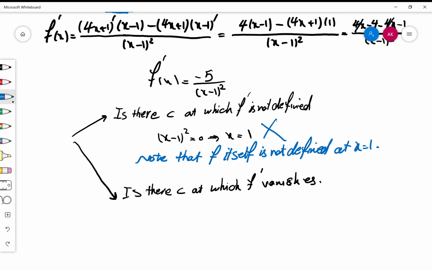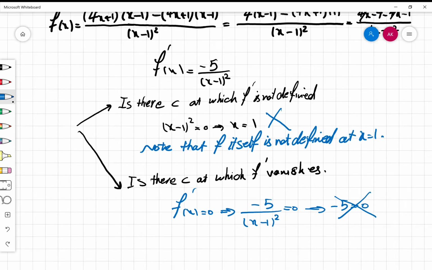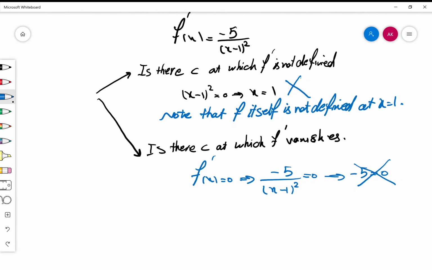How about f prime being 0? f prime of x being 0 means that negative 5 over (x minus 1) squared equals 0. That means that negative 5 needs to be 0. Negative 5 is never equal to 0. So that means that f prime is non-zero everywhere. So what does that tell us? It means that f has no critical number.